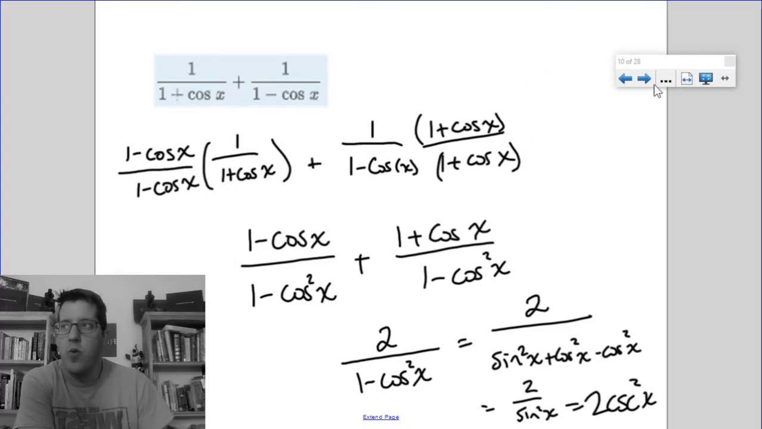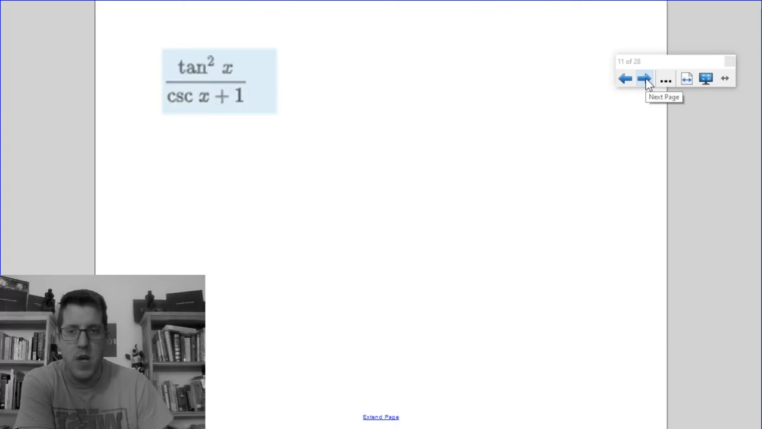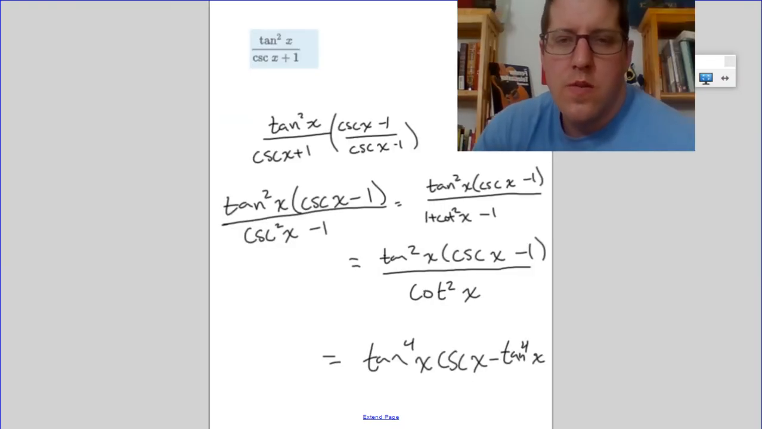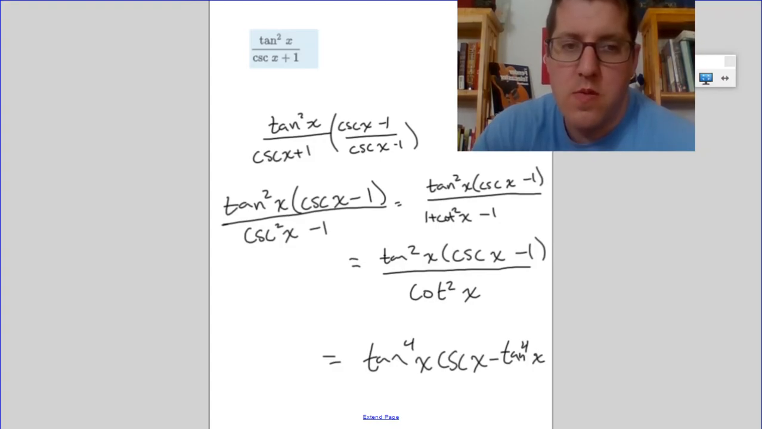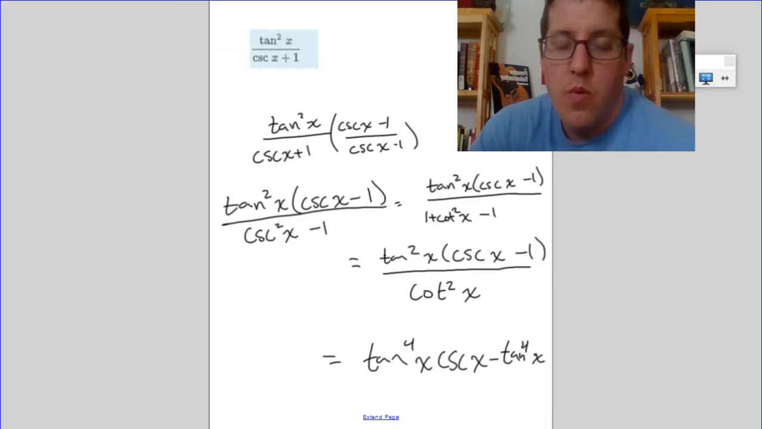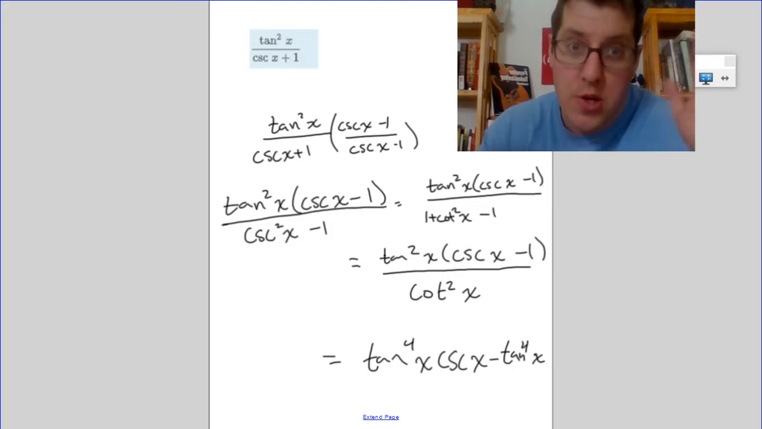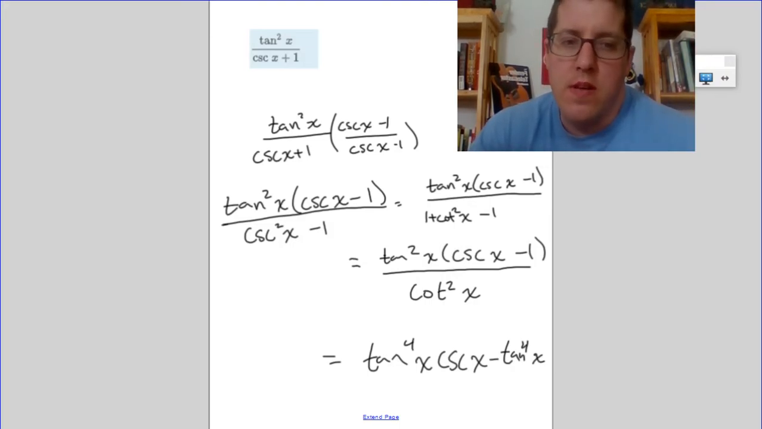Here's one for you to try. Okay, so pause the video and see if you can figure out what to do with this one. So here's what I got, and I think this illustrates an issue with these types of problems. How in the world do you know when you're done? Well, the directions said to get rid of the denominator, take it out of fractional form, and that's what we did. So we can move on.